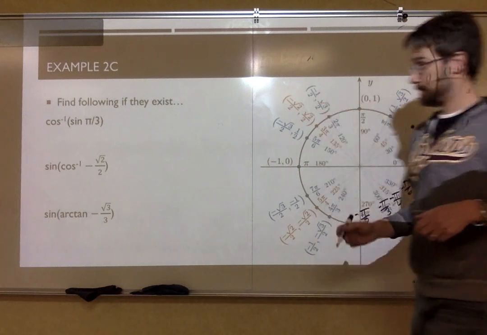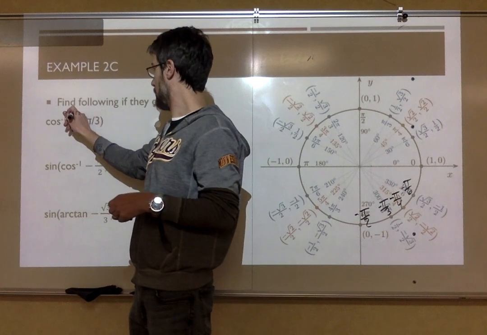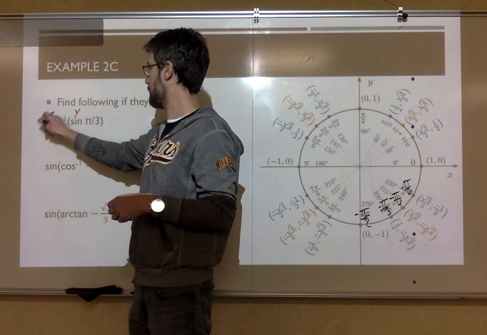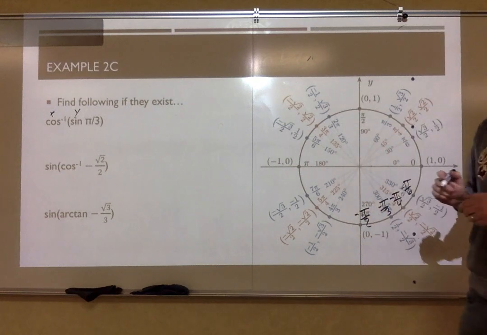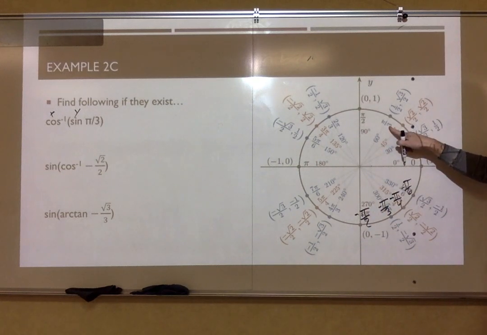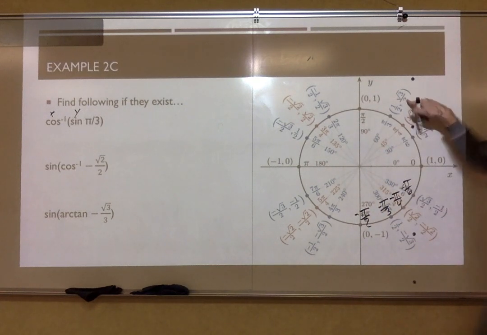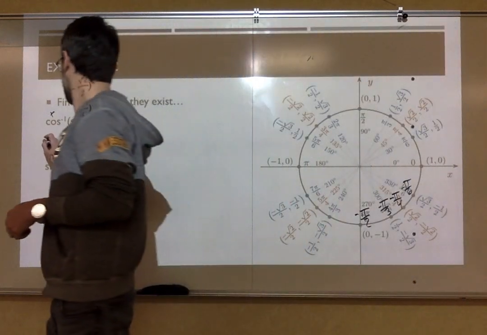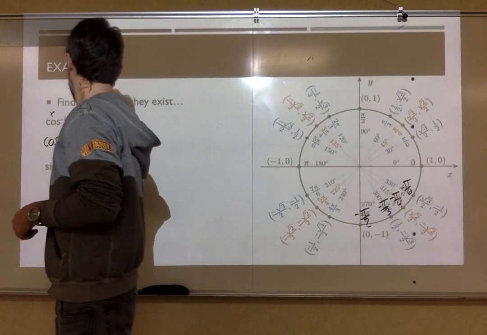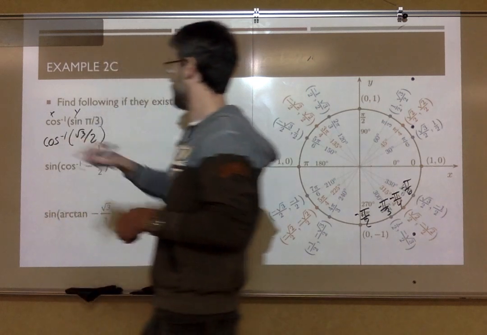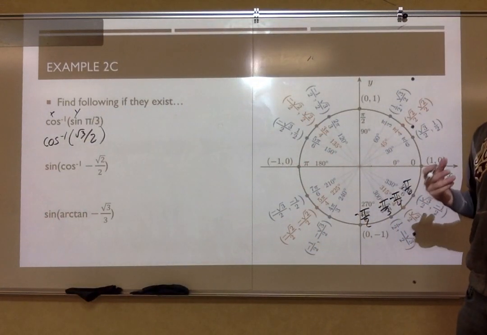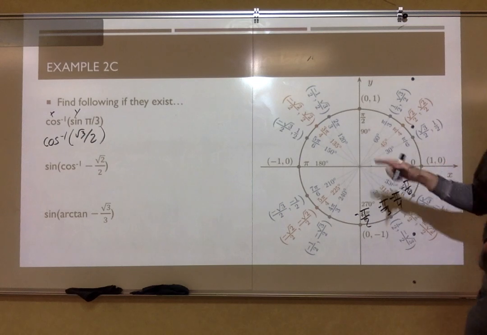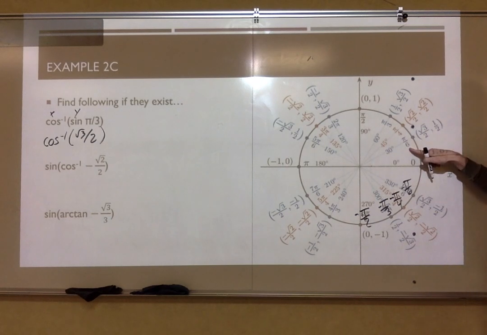So the first one, sine is the y value, cosine is the x value. First part in parentheses, what is sine of pi over 3? Pi over 3 has a y value of root 3 over 2. So now we're solving that. What is inverse cosine of root 3 over 2? Where is the x value equal to root 3 over 2? Right here at pi over 6.